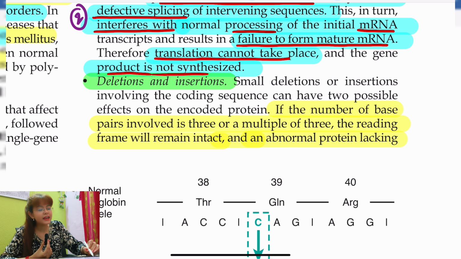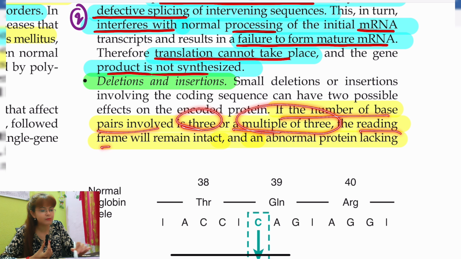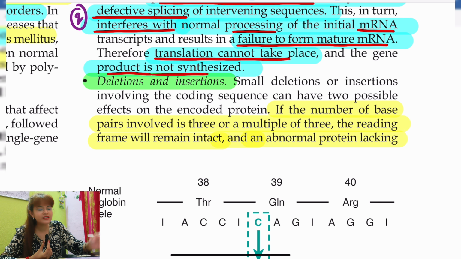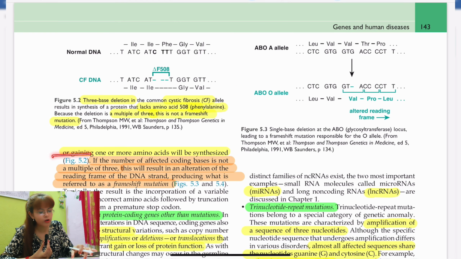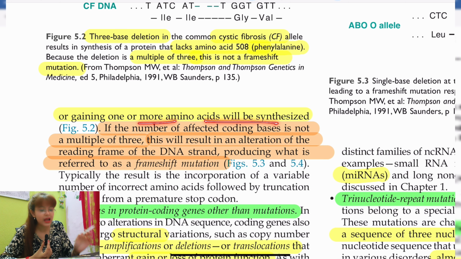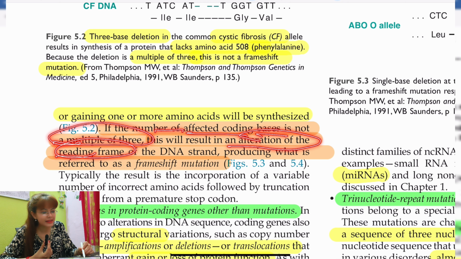You must understand that if the number of base pairs is 3 or a multiple of 3, then the reading frame will remain intact, okay? So if there is an insertion or deletion of 3 codons together, then the other part of the codon will remain the same, okay? And an abnormal protein lacking or gaining one or more amino acids will be synthesized. However, if the number of affected coding bases is not a multiple of 3, this will completely alter the reading frame, and that is what will be called a frameshift mutation.